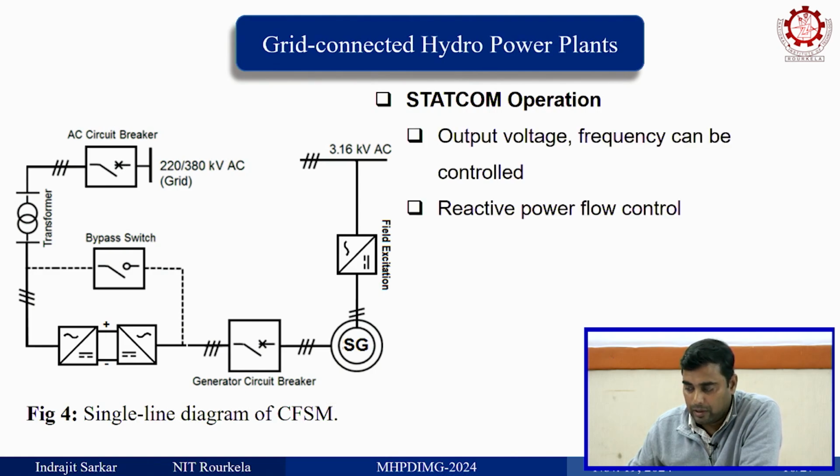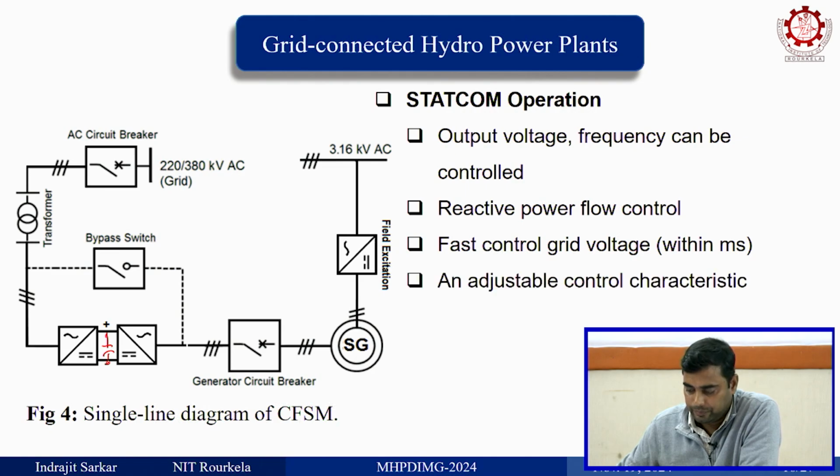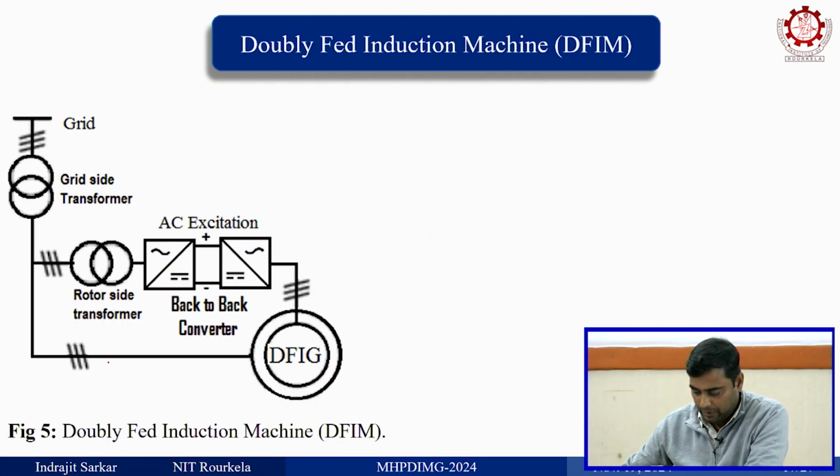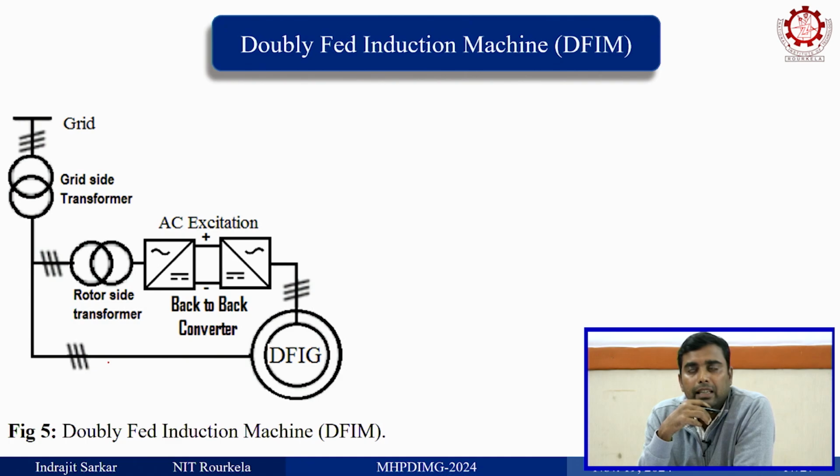STATCOM operation, I already explained this, that reactive power flow can be controlled with this DC link capacitor. Definitely the size of the capacitor will be different than when you are not doing reactive power control. Okay. Now, the doubly fed induction generator. The difference here is, you can see, instead of DC excitation it is AC excitation, because the beauty of the induction machine is, whatever you do on the stator, the rotor will just do the mirror image of the same thing. Okay. This is the beauty of the induction machine.